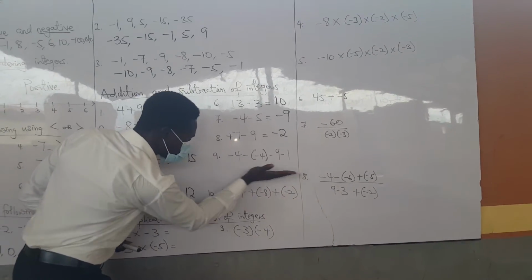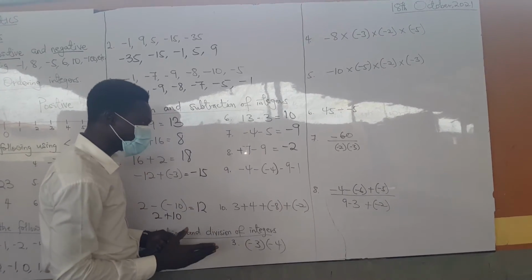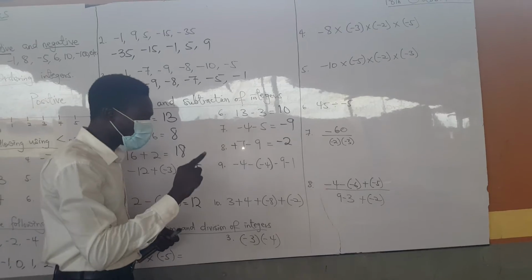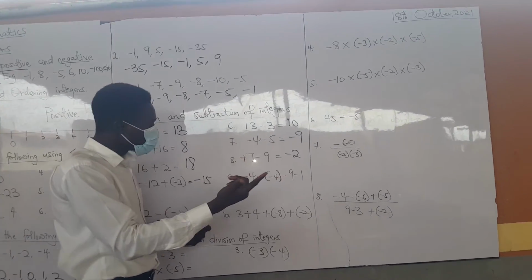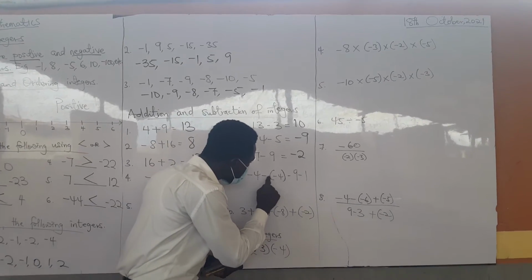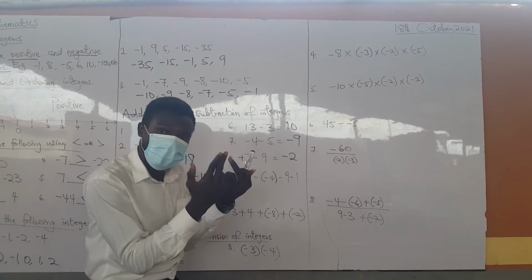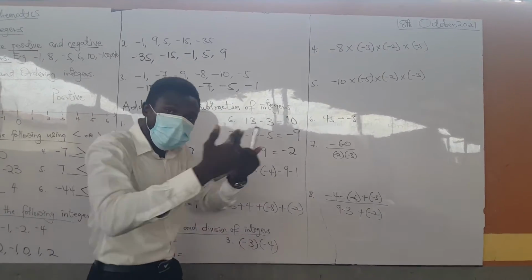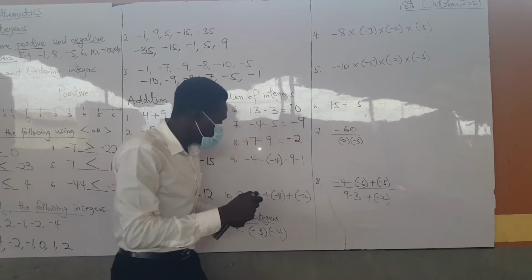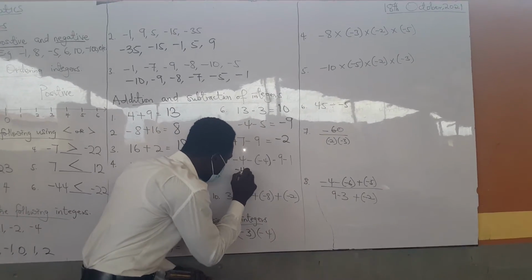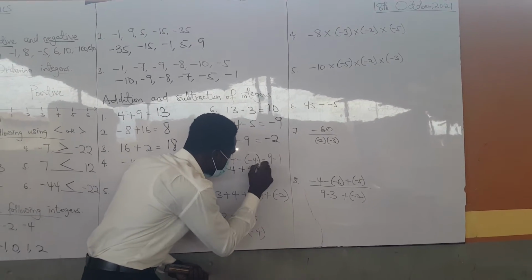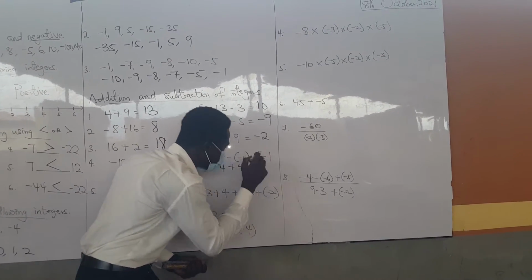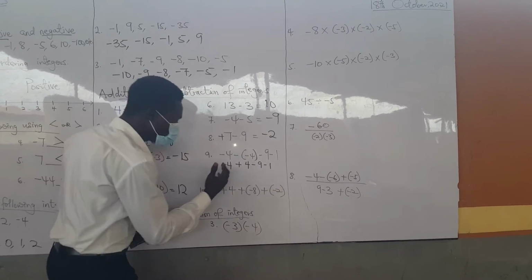Now when you come to the number 10, it is quite complicated because you have different signs. You just take your time and analyze what to do. So I have negative, negative. You were told that if 2 negatives meet, it changes to addition. So I'm going to say negative 4. Negative becomes positive 4 here. And I have negative 9, negative 1. Then you do the calculation.